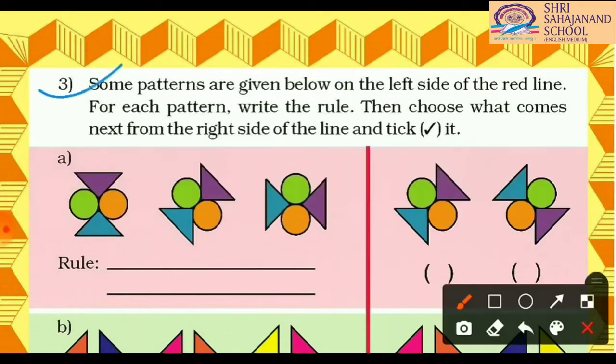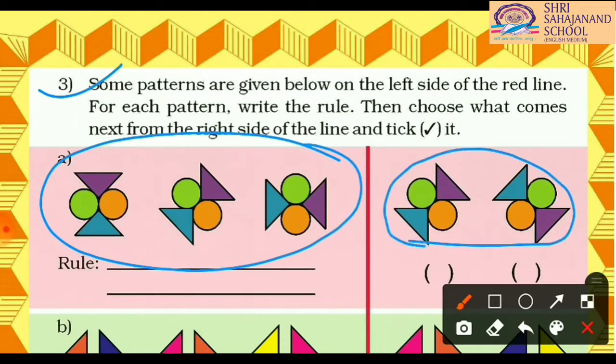Let's read it first. Some patterns are given below on the left side of the red line. This is the left side of this red line and this is the right side of this red line. On the left side we can see some picture problems and on the right side we have picture answers. So now what we have to do? For each pattern write the rule.